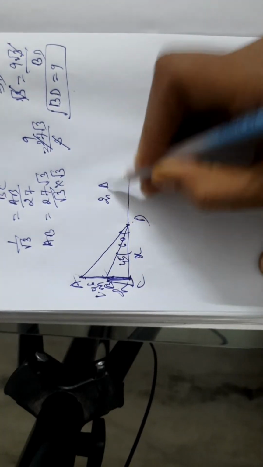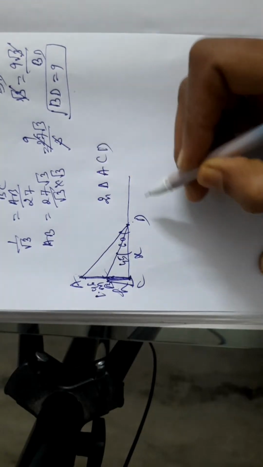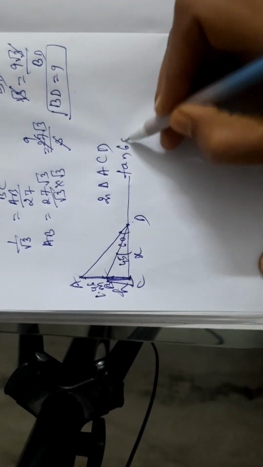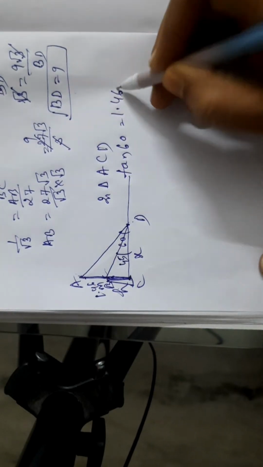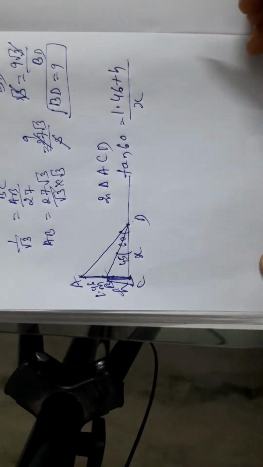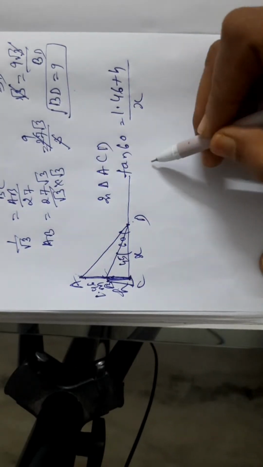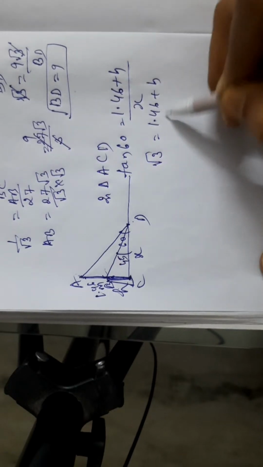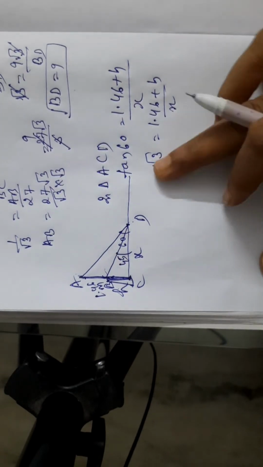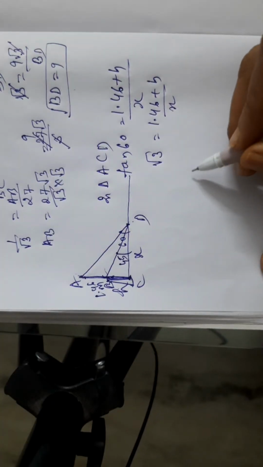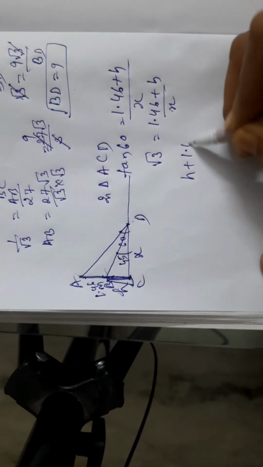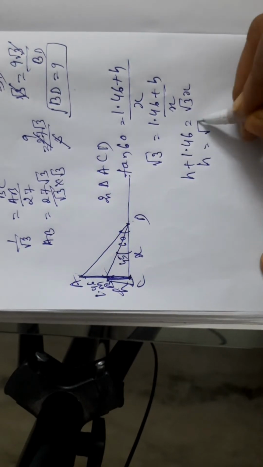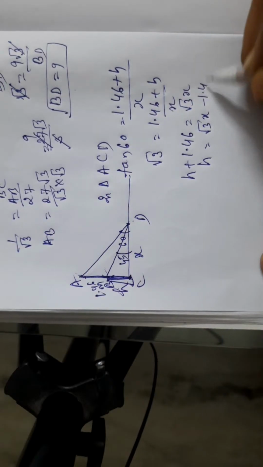In triangle ACD, tan 60 is (1.46 plus h) upon x. tan 60 is root 3, so root 3 is (1.46 plus h) upon x. Have the cross multiplication. h plus 1.46 is root 3 x. So h is root 3 x minus 1.46.